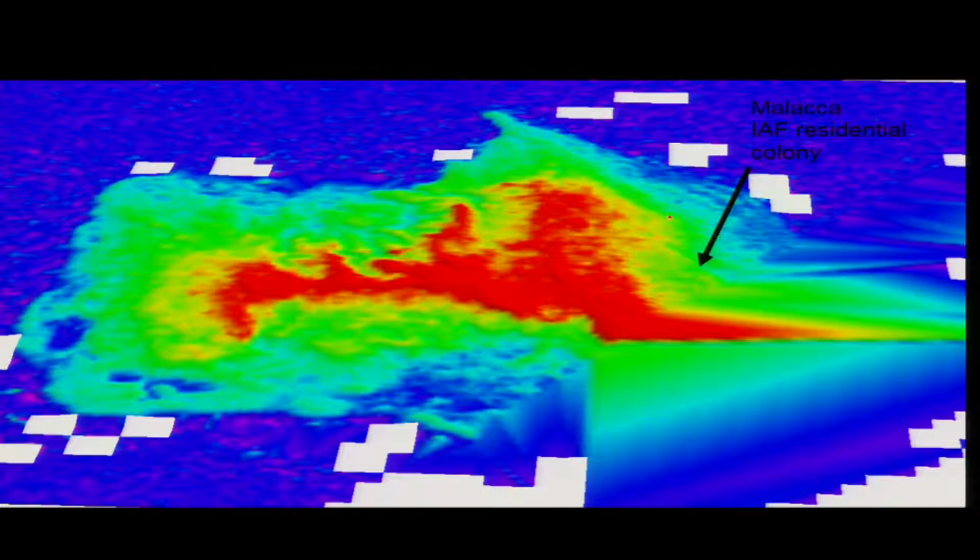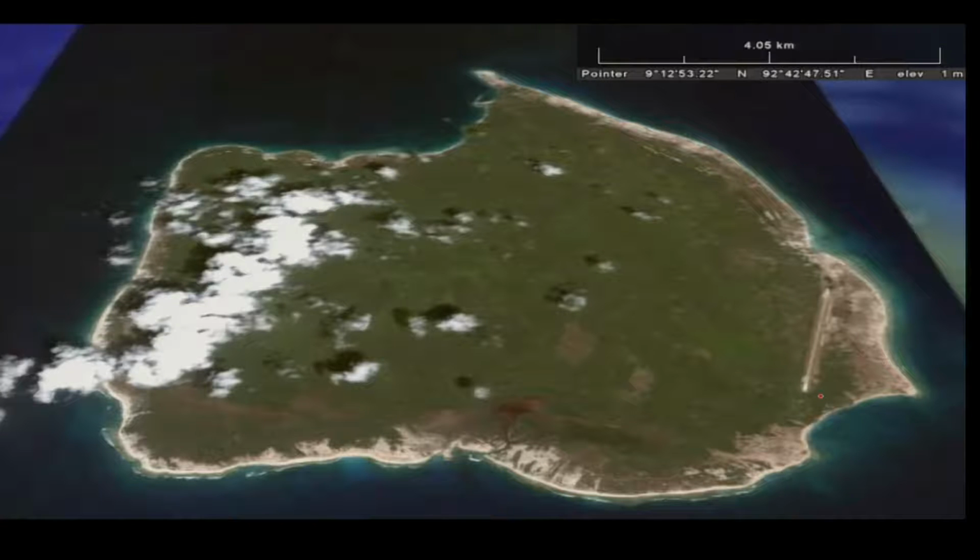This portion is utilized by the Indian Air Force residential colony, and they have the runway here. This is the best place they found that could be used for staying and all that. So this strip you see here is the airbase, and this area was occupied by Indian Air Force people. So what happened during the earthquake?